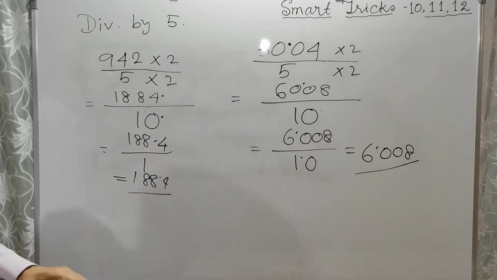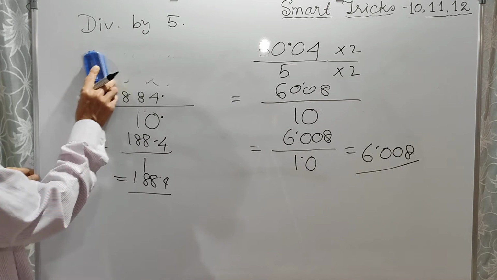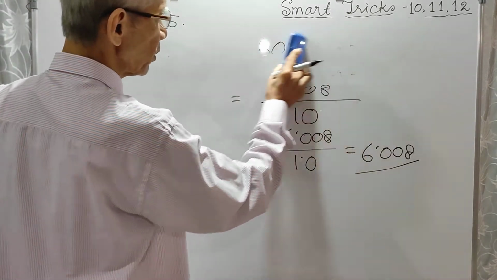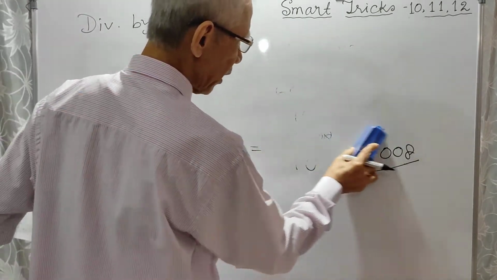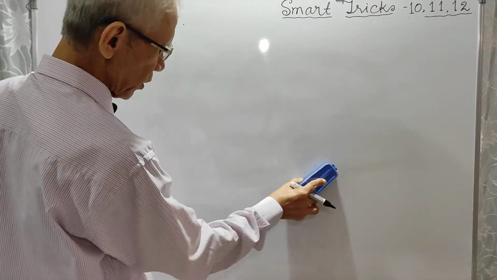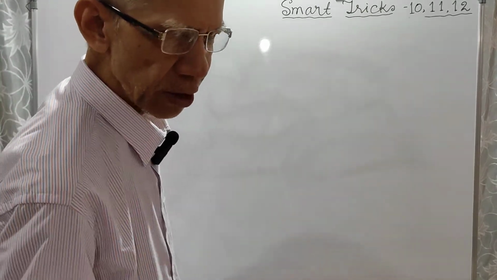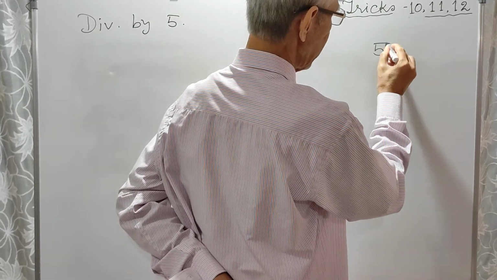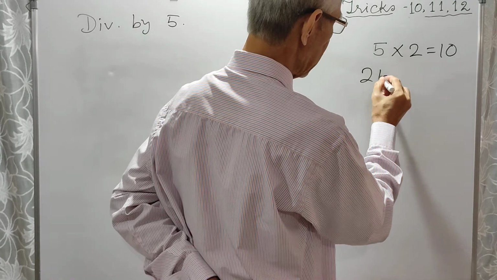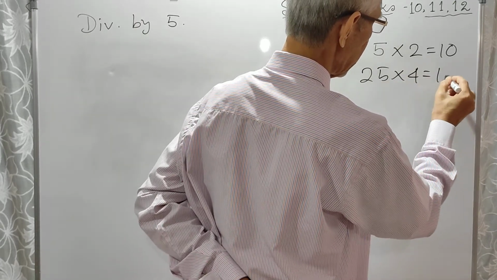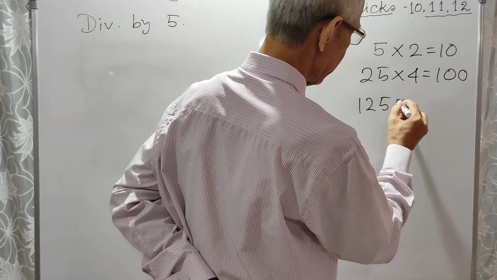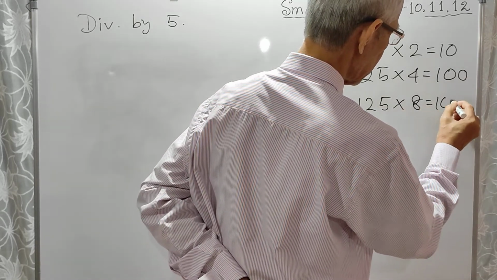All right. Okay. So in these two examples, the divisor was 5. So we multiply by 2. But if the divisor is 25, then we have to multiply by 4, because 25 into 4 will make 100, and we will get 2 zeros in the denominator. So you must try to get as many zeros as possible in the denominator. So the rule is, if it is 5, multiply by 2, because you get 10. If it is 25, you multiply by 4, because then you get 100. If it is 125, you multiply by 8, because you will get 1000.